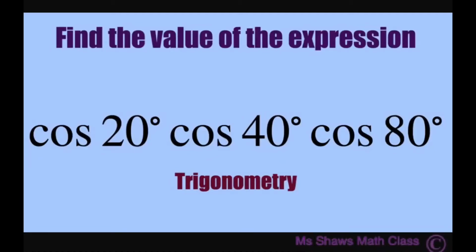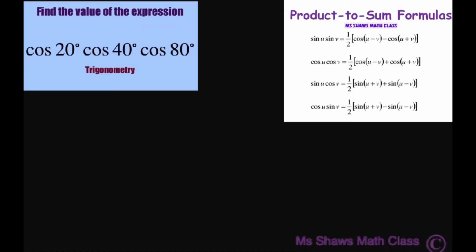Hi everyone, we're going to find the value of the expression for cosine 20 degrees times cosine 40 degrees times cosine 80 degrees. We're going to use the product of sum formula given here, and I have everything in terms of cosine. So if we just had two terms, say these two terms, this would be the formula. So we're going to just start with these two. I think it'll make it easier.